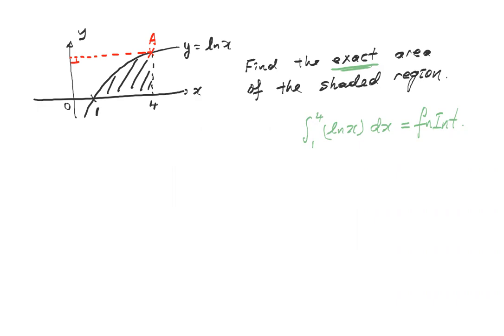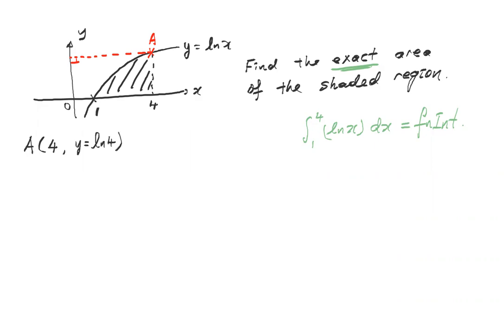Okay, first of all, can you find the area of a rectangle first? You have to know what the coordinate A is, correct? So coordinate A: the x coordinate for A is 4. What is the y coordinate? ln 4.